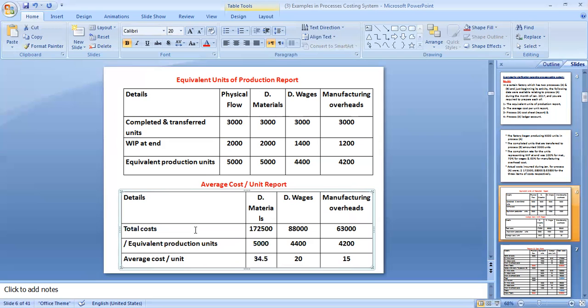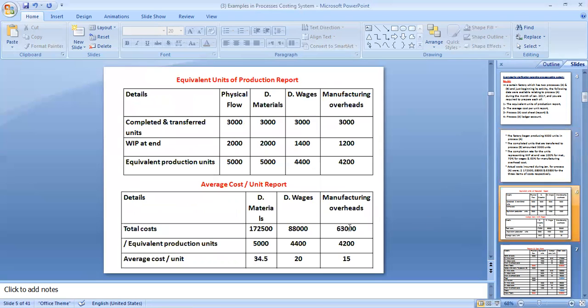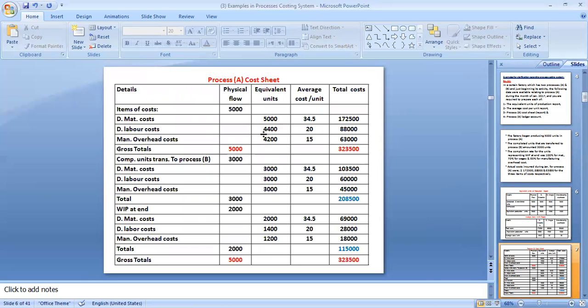The total cost, he told me in the example, is 172,500, 88,000, 63,000. These are the total costs. Divided by the equivalent units of production, 5,000, 4,400 and 4,200, gives me the average cost per unit. Now, the average cost per unit, if multiplied by the equivalent units from the equivalent units of production report, gives the total cost of the period. This is the input cost.